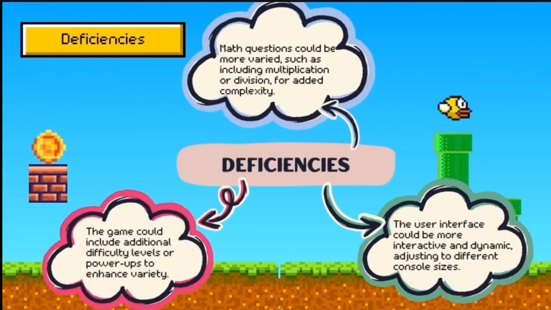Then, for deficiencies, we have 3 also. First, math questions could be more varied, such as including multiplication or division for added complexity. Second, the user interface could be more interactive and dynamic, adjusting to different console sizes. And third, the game could include additional difficulty levels or power-ups to enhance variety.